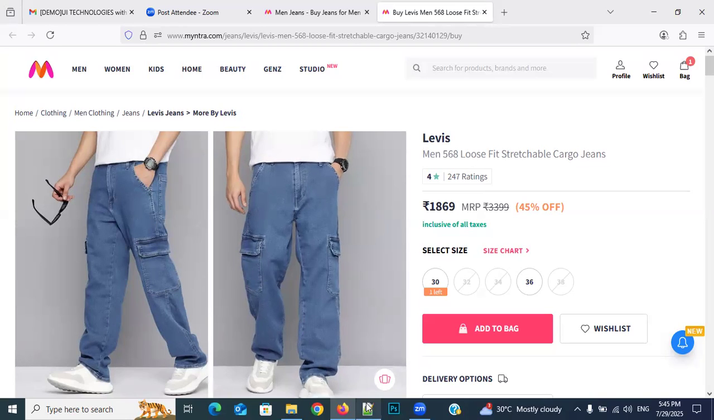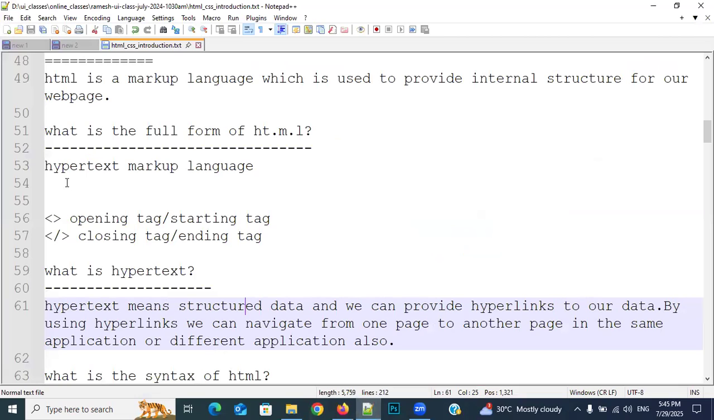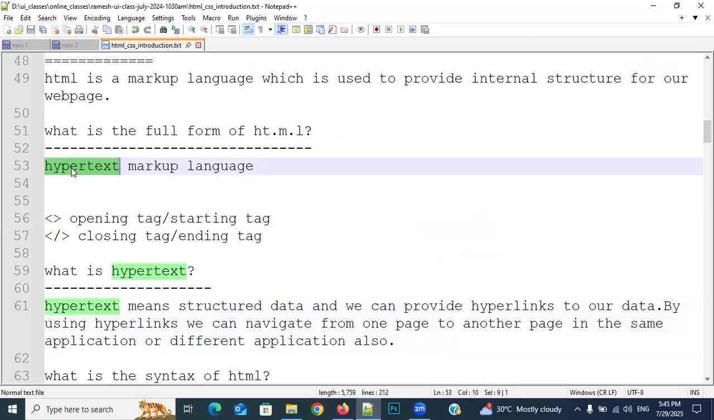So by using this HTML, we can do these many things. We can provide structure to our data, and we can provide hyperlinks to our data with the help of these markup tags and with the help of these language-related keywords. This is the meaning of hypertext markup language. Understanding what HTML is? Respond kindly.